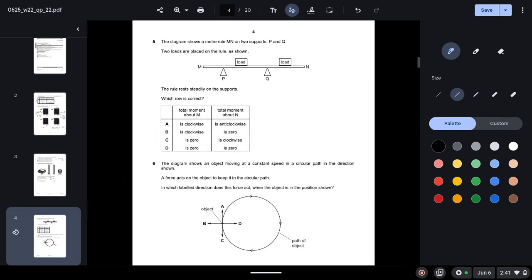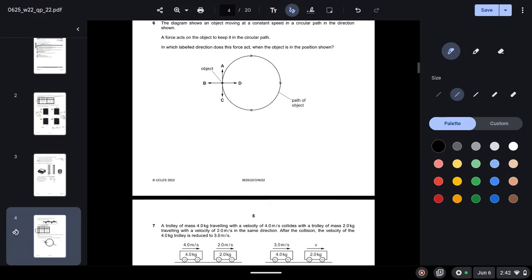Question 5. The diagram shows a meter rule MN on 2 supports P and Q. 2 loads are placed on the rule as shown. The rule rests steadily on the supports. Which row is correct? So they have told us that the rule rests steadily on the supports. This means it is in equilibrium. So remember, when any object is in equilibrium, it must be fulfilling 2 conditions. First condition is that the total moment must be 0. So when you go through the options, check where the total moment is 0 for both M and N. So this is in option D. So that is correct.